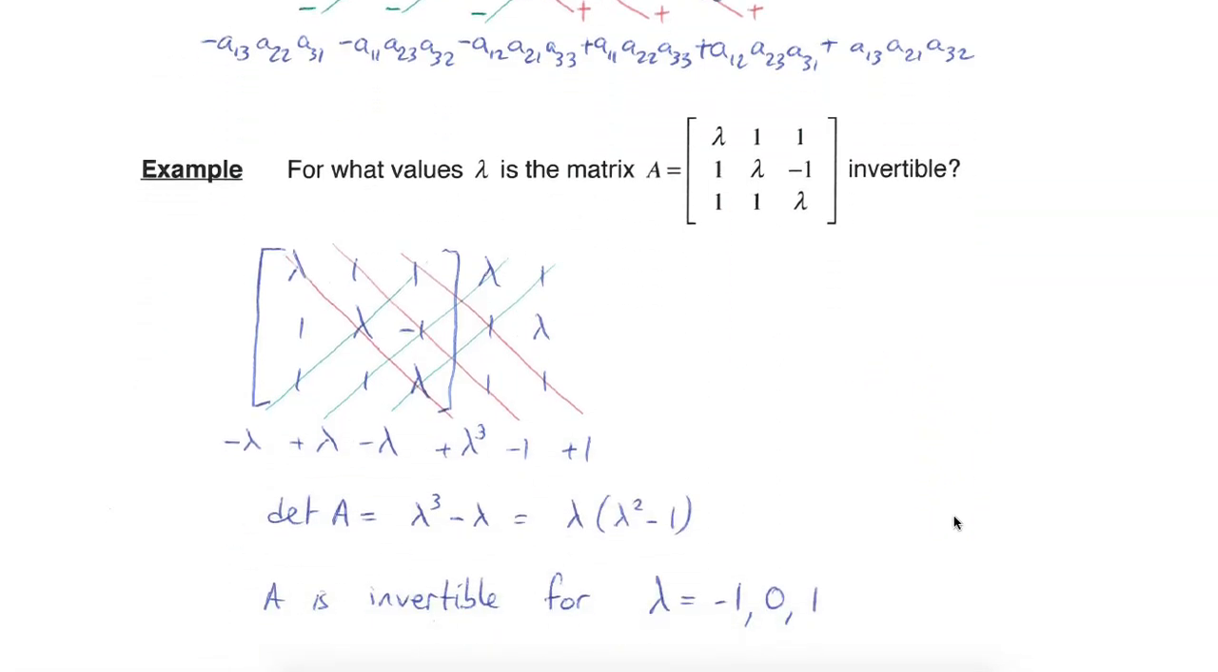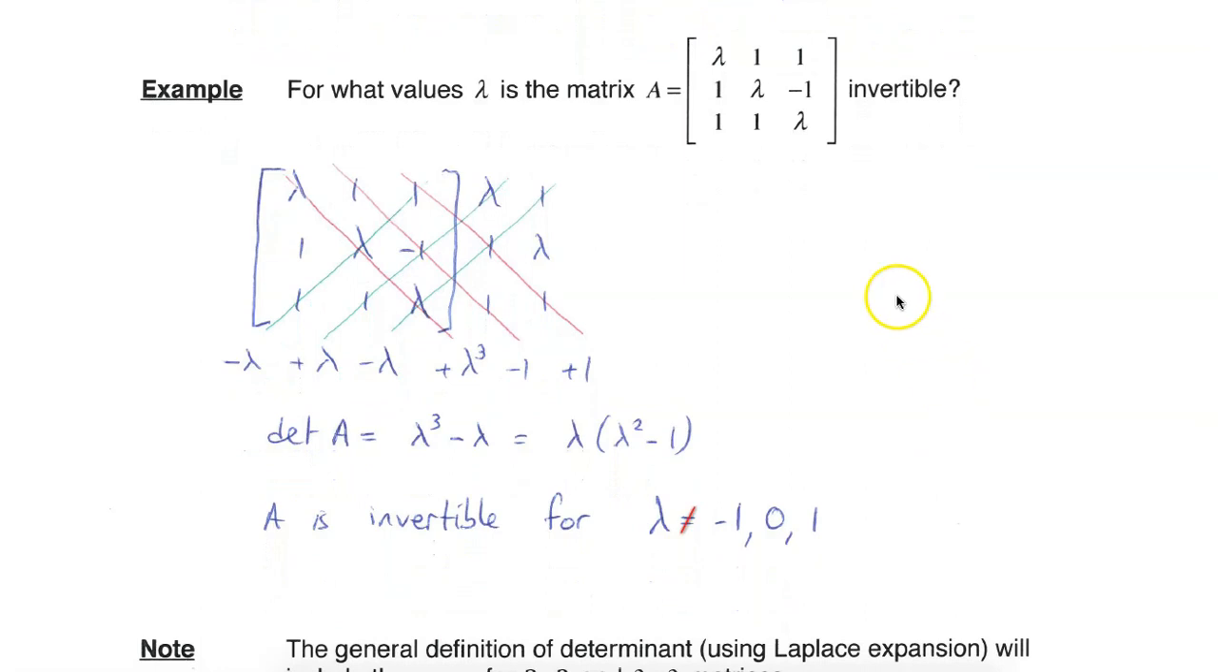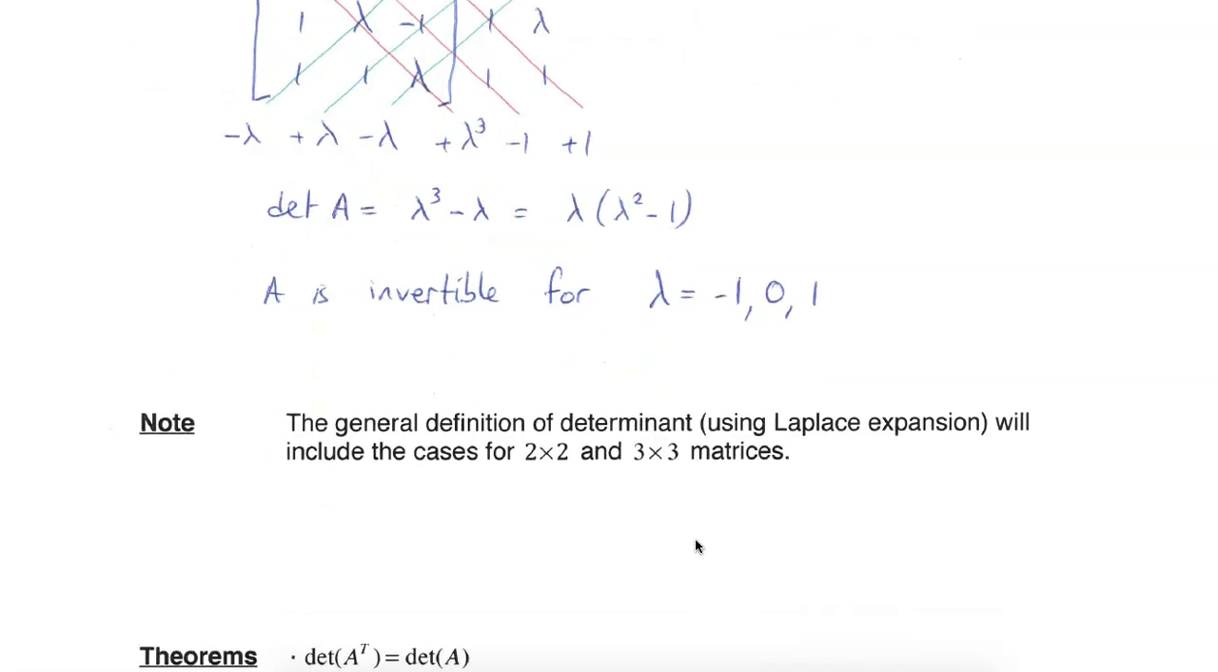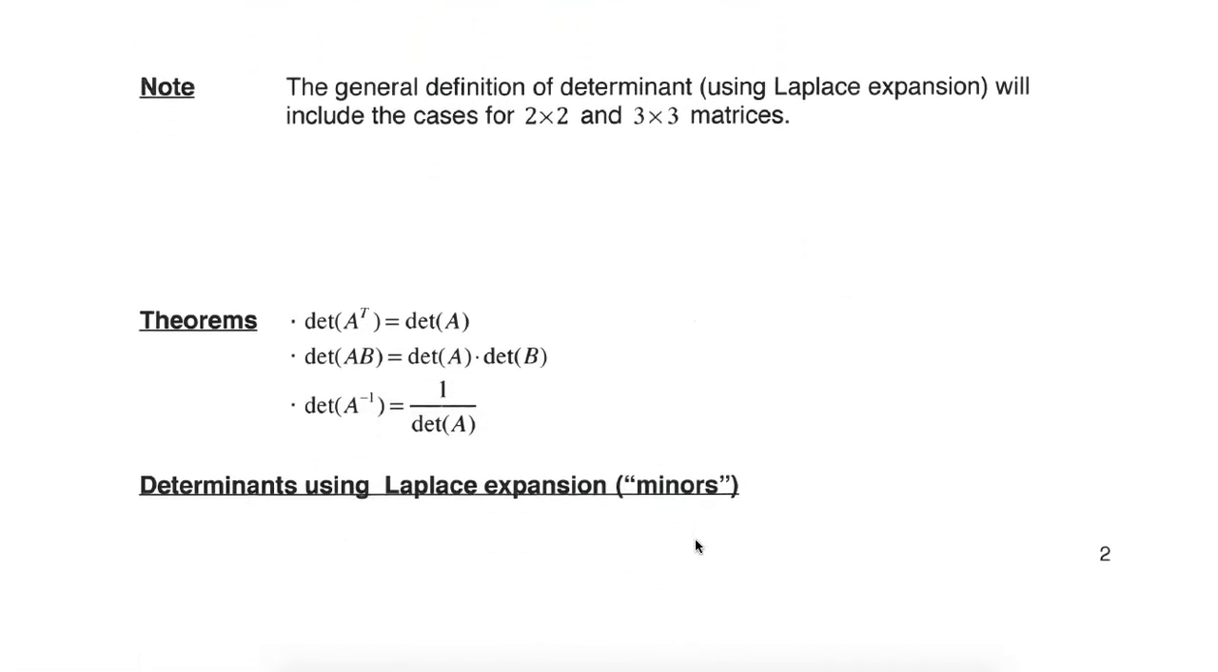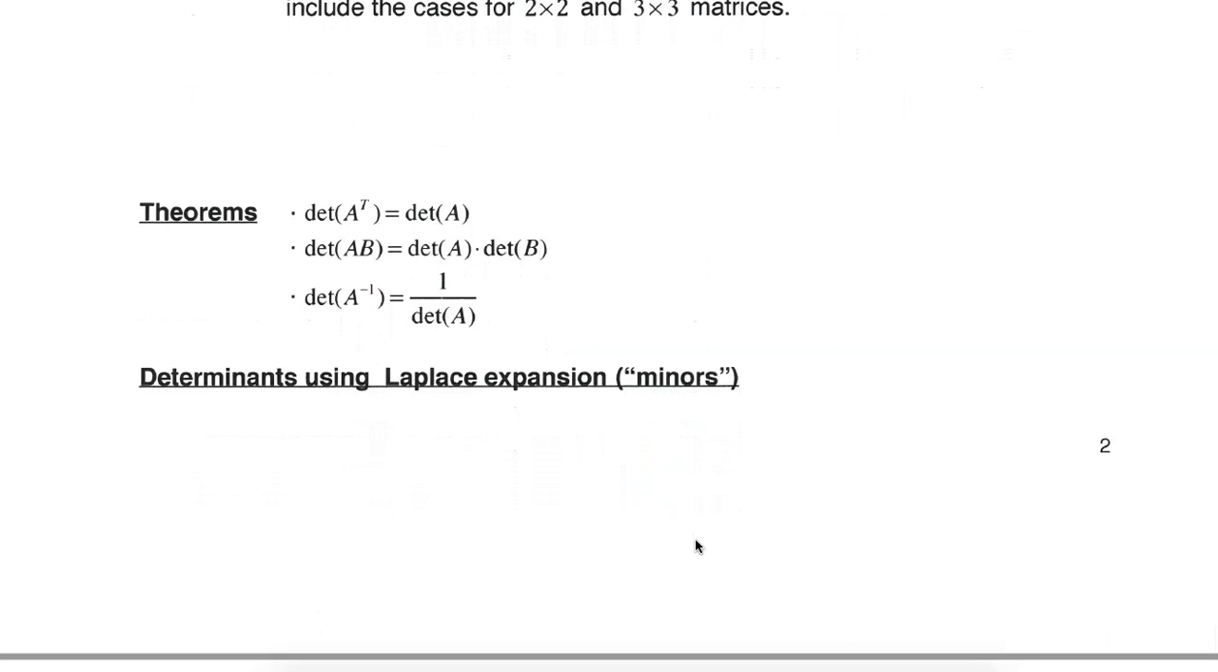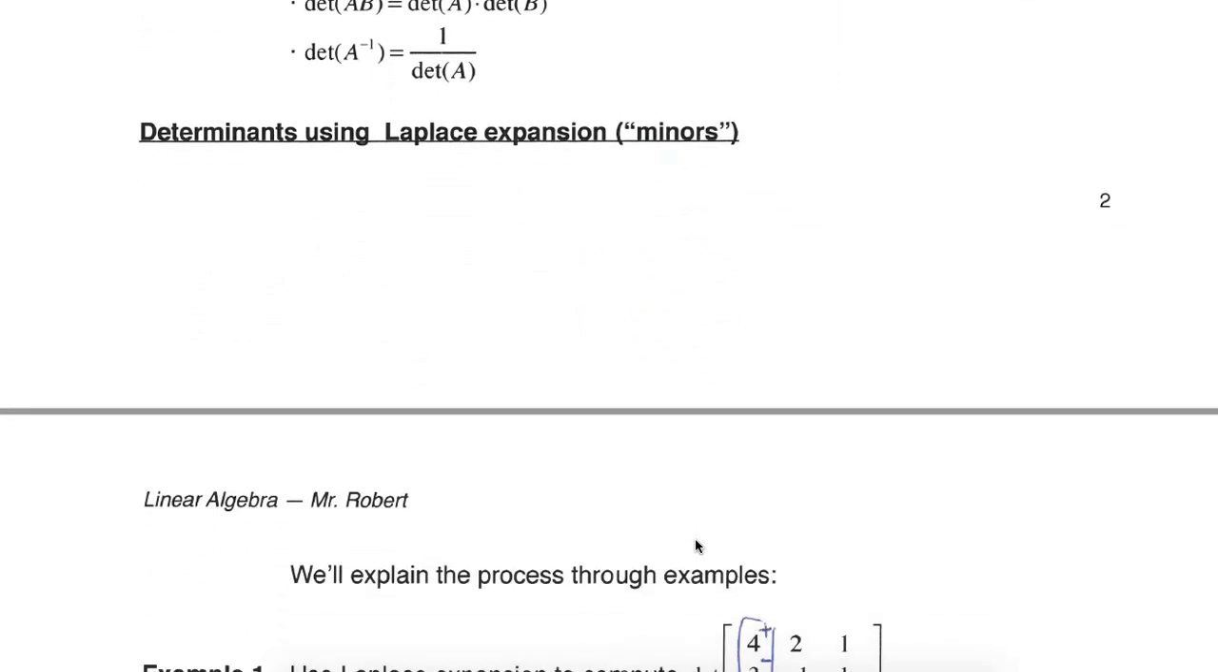The example here uses Sarrus' rule to determine for what values of lambda a given matrix is invertible. We want the determinant to be not 0, so we use Sarrus' rule and we get that the determinant of A is lambda times lambda squared minus 1. So A is invertible for lambda not equal to -1, 0, 1. The general case for n by n matrices is called Laplace expansion, and we're not proving it. You can find more in the textbook if you're interested.